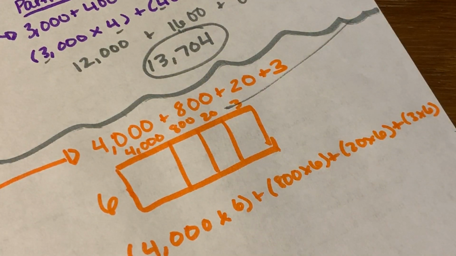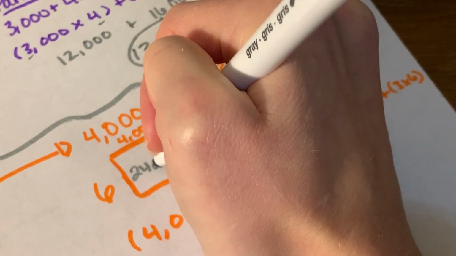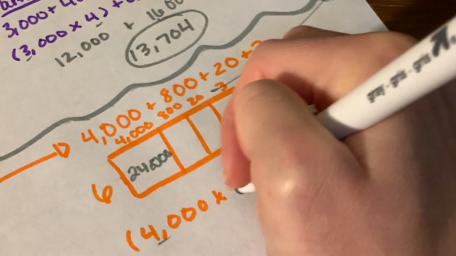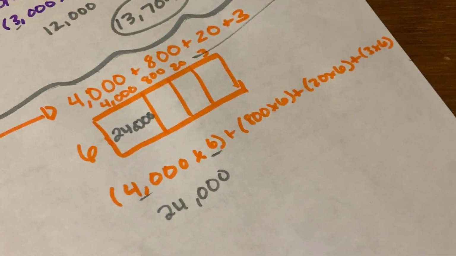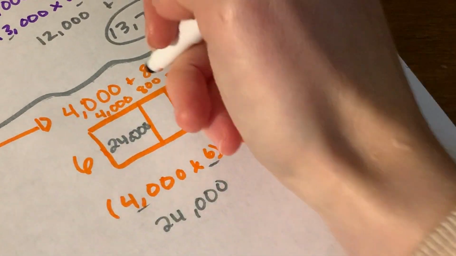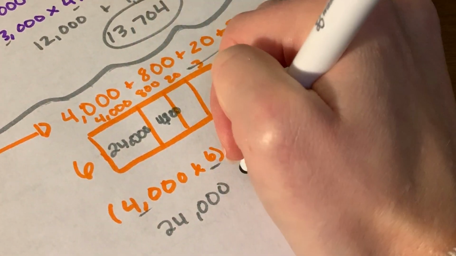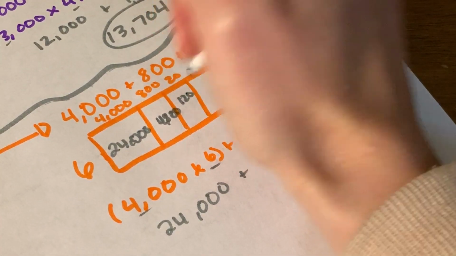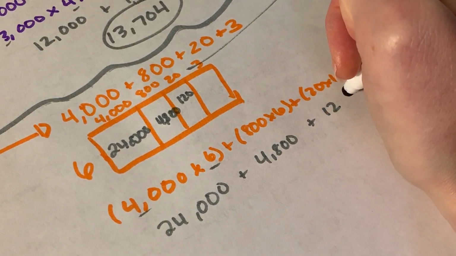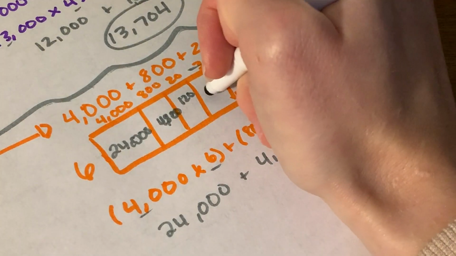So either way, I'm going to have 24,000, because I'm multiplying there. And I'm going to have 4,800, 1,800. I'm going to have 120. And I'm going to have 18.